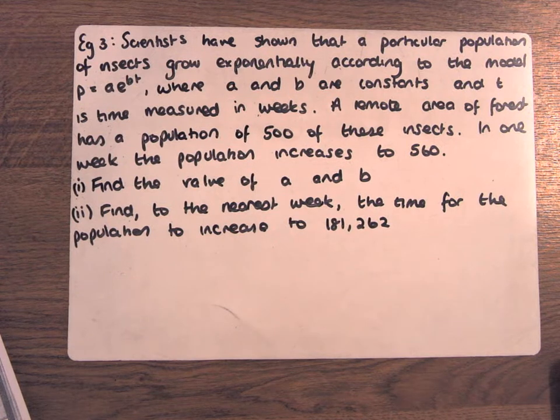Scientists have shown that a particular population of insects grow exponentially according to the model P equals A e to the power of bt, where A and B are constants and t is time measured in weeks. A remote area of forest has a population of 500 of these insects. In 1 week, the population increases to 560. Find the value of A and B.